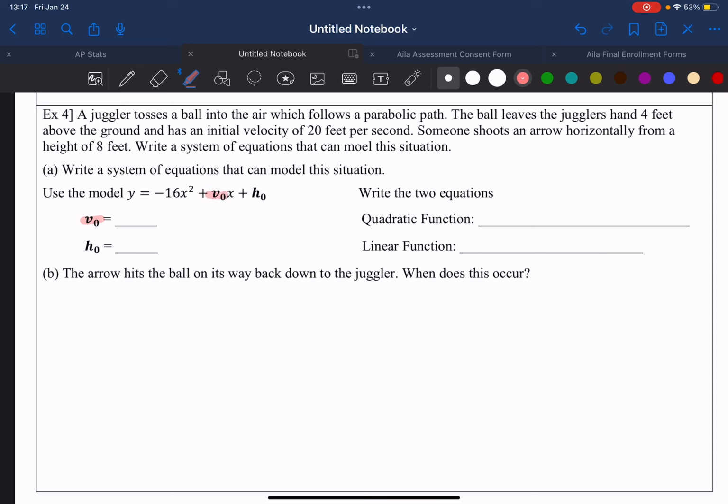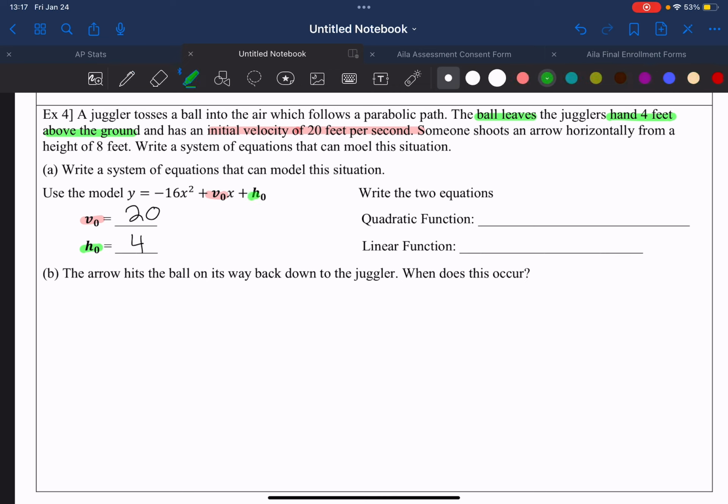So I'm going to scan my word problem. I'm going to find the words initial velocity, and it says initial velocity is 20 feet per second. So I'm going to write 20. Then h naught is the initial height. And so I'm going to look up here and it says, okay, a juggler tosses a ball in the air. The ball leaves the juggler's hands at 4 feet above the ground, which means the initial height of where these balls are is 4 feet above the ground. So I'm going to write 4.